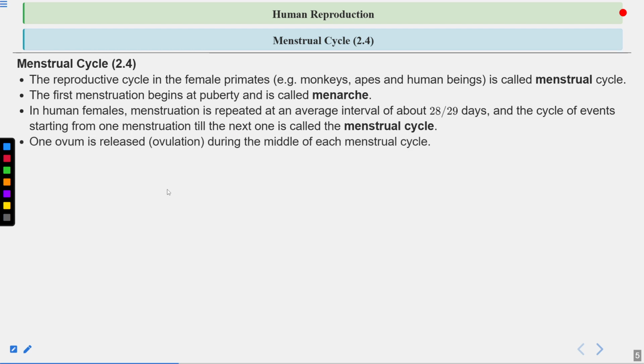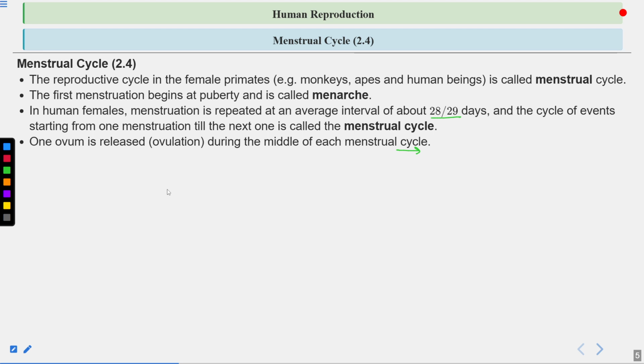Now, one ovum is released during the middle of each menstrual cycle. Only one secondary oocyte, or ovum, is released during the middle of the menstrual cycle. Or simply, in a month, only one egg is released from the ovaries, because the menstrual cycle is 28 to 29 days, so this is almost a month.